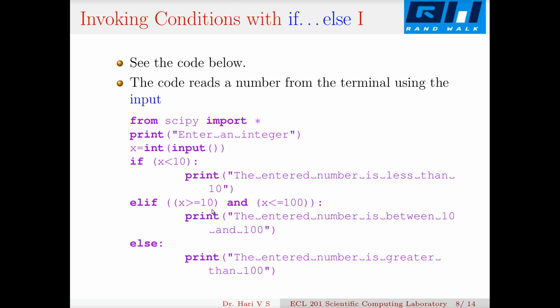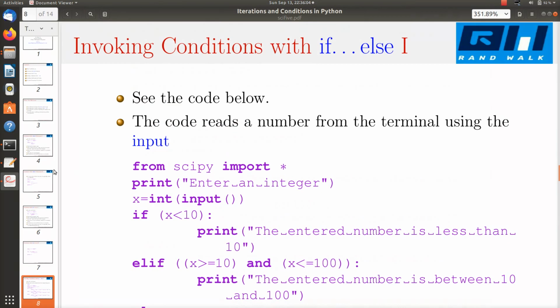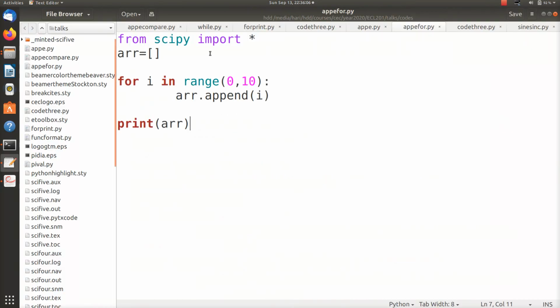Elif x is greater than or equal to 10 and less than or equal to 100, and this is a logical AND operation, print the entered number is between 10 and 100. Else, if it is more than that, three conditions are invoked here. You can add another elif also, multiple elif, no problem. Else, print the entered number is greater than 100. This is a very simple way of invoking conditions with the if statements.